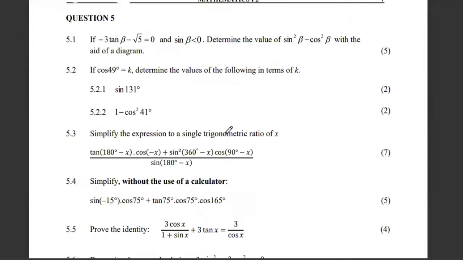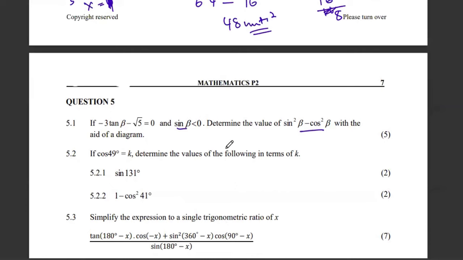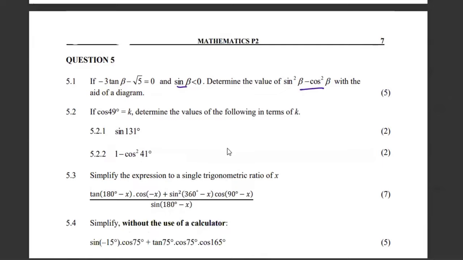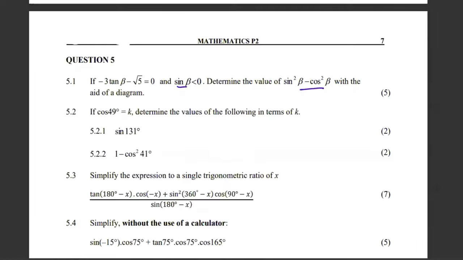Okay, then question number 5, the trig. Okay, so if negative 3 tan of beta minus root 5 is 0 and the sine beta is less than 0, they want us to get the value of this using the aid of a diagram. So let's see, let's do it this side. Saying negative 3, the tan of beta minus root 5 is 0. Make tan beta the subject, it's going to be root 5 over 3, but this is a negative now.